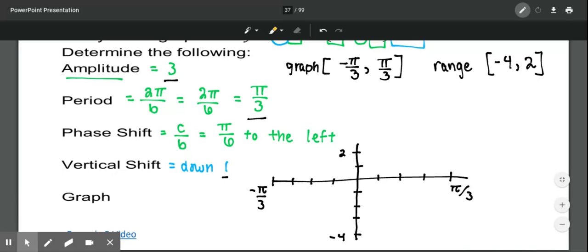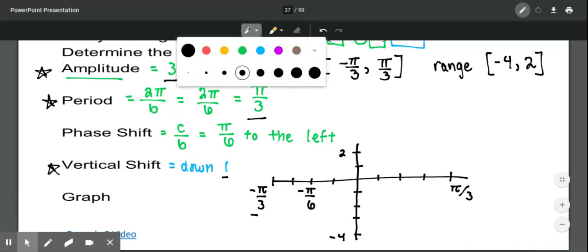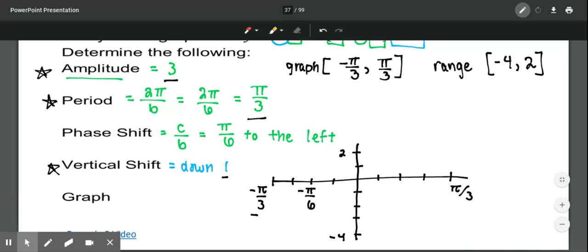And what happens then, so we've taken care of the period, we have our vertical shift and our amplitude. And then we need to shift everything to the left, pi over 6. So if all the way over here is -pi over 3, halfway here would be -pi over 6. So it's like we're shifting this y-axis over to the left, right here. So in a way, this point right here is like our new origin. Okay. And so now when we look at our function, we've shifted everything. So now we just have to put our graph in.